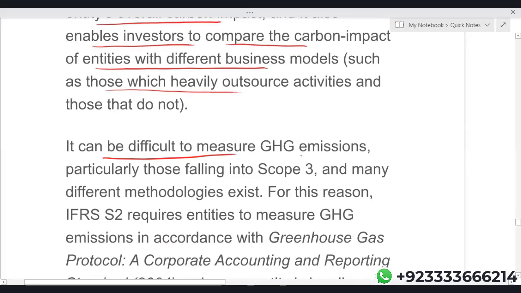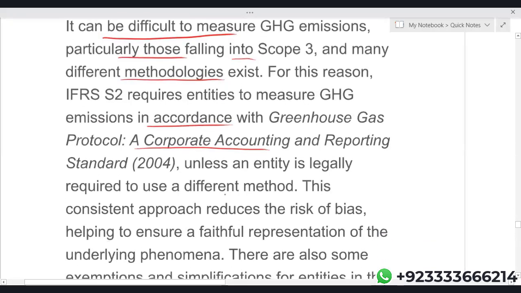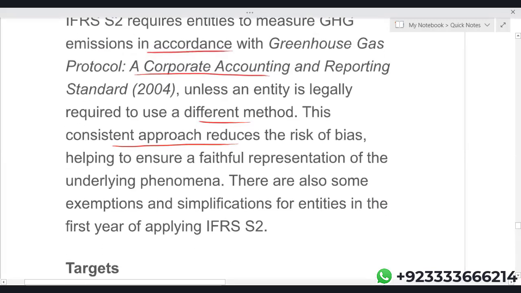It can be difficult to measure greenhouse gas emissions, particularly those falling in scope 3, and many different methodologies exist. For this reason, S2 requires entities to measure greenhouse gas emissions in accordance with the Greenhouse Gas Protocol, Corporate Accounting and Reporting Standard 2004, unless an entity is legally required to use a different method. This consistent approach reduces the risk of bias, helping ensure a faithful representation of underlying phenomena.